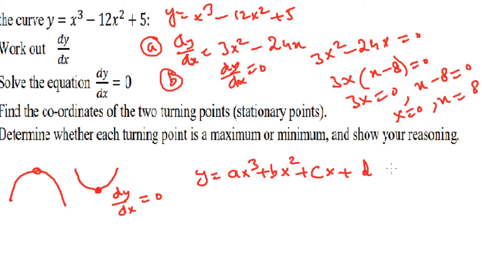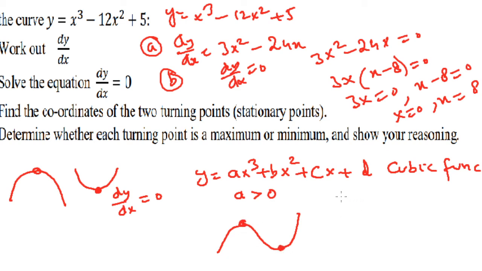This is a cubic function. It's called a cubic function. Now in a cubic function, if the a value is greater than 0, then the curve will always be this shape. So this is one stationary point and this is another stationary point.